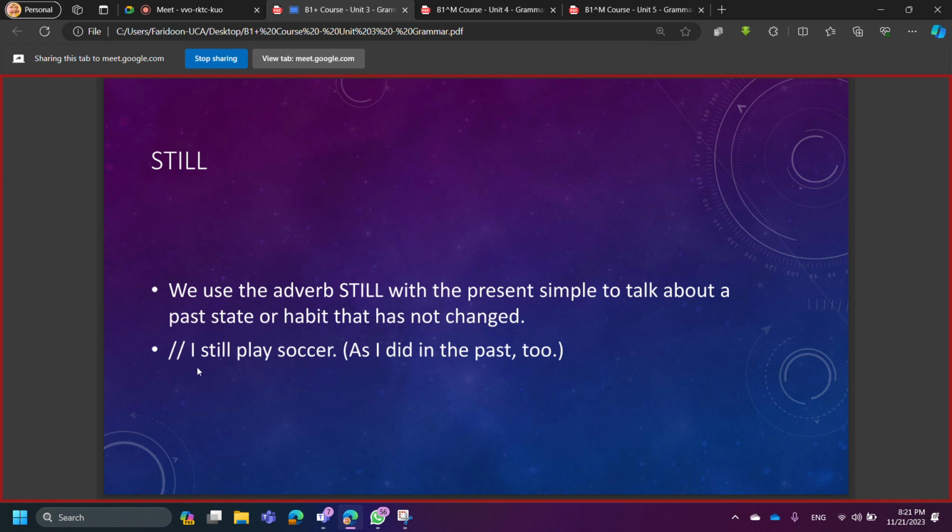For instance, if I say "I still play soccer," see, I'm using "still" with the present simple. It just means that, as I did in the past too, meaning that in the past I also played soccer and now I also play, or I still play soccer. So "still" is a very good word that gives us that other meaning, the one that we have in here in parentheses, as an indirectly implied meaning.